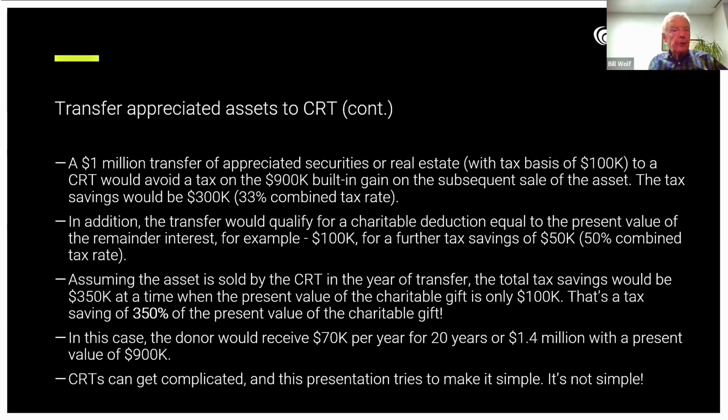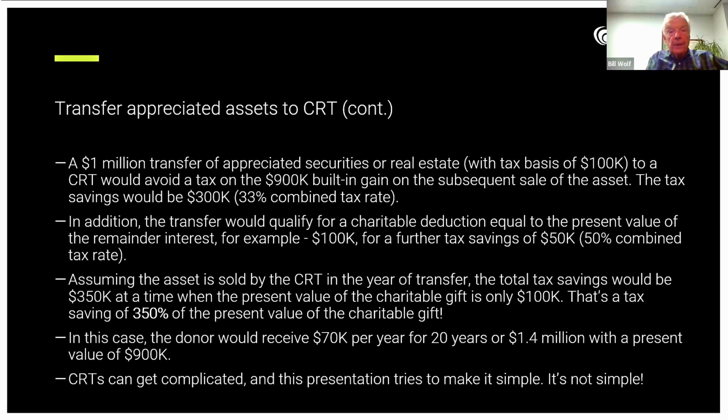But we don't have the huge charitable deduction benefit because the only charitable deduction we can get is for the present value of that remainder interest going to charity. In this case, we're trying to design the present value to only be 10%. We have some ability to design that. So we design that so it's only 10%, in this case, $100,000. So we're only getting a charitable deduction for 50% of 100,000.